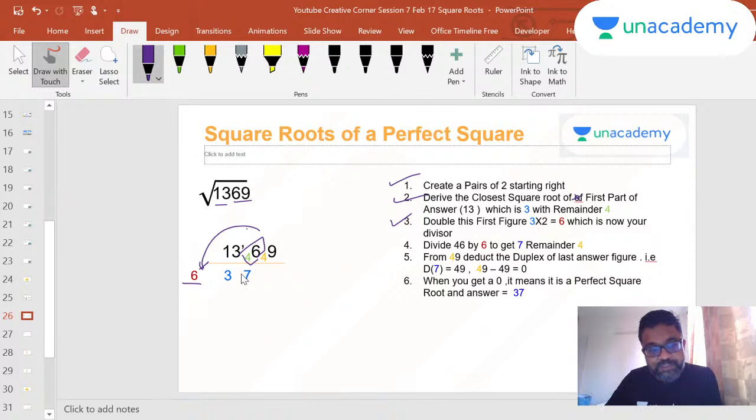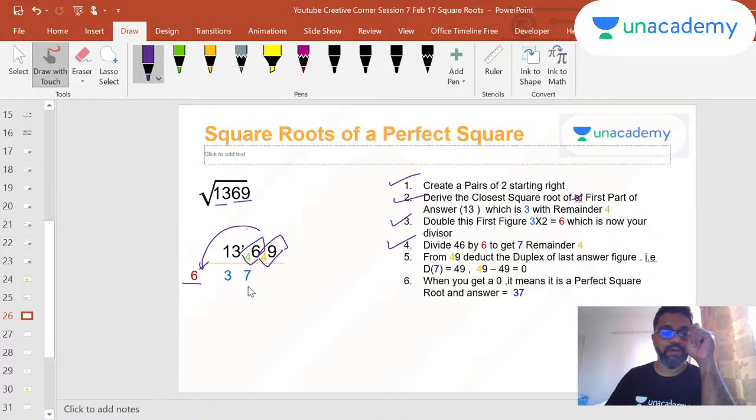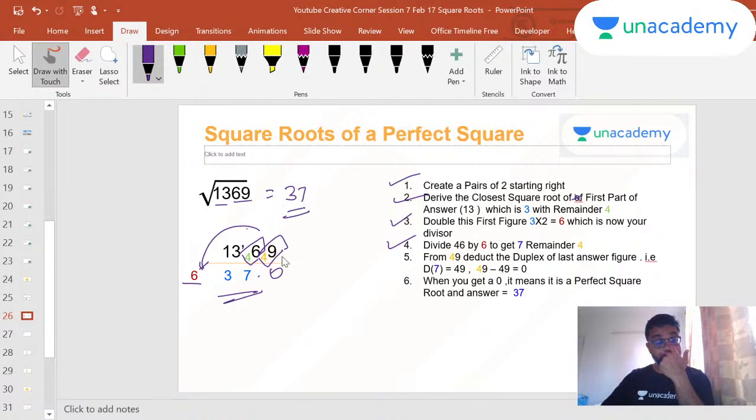So when I divide 46 by 6, what do I get? I get 7, right? Obviously 46 by 6, the closest it will go is 7, 6 7s are 42, and I will still have a remainder of 4. Now I got 49. So I've done this as well, 7 remainder 4. Now from 49, I deduct the duplex of this last digit. It starts from here, from 7, right? Now remember what I told about the duplex of a single digit number: it is the square of itself. So 49 minus 49 is a 0. So effectively the root of 1369 is 37. Okay, so I hope you got it, right?